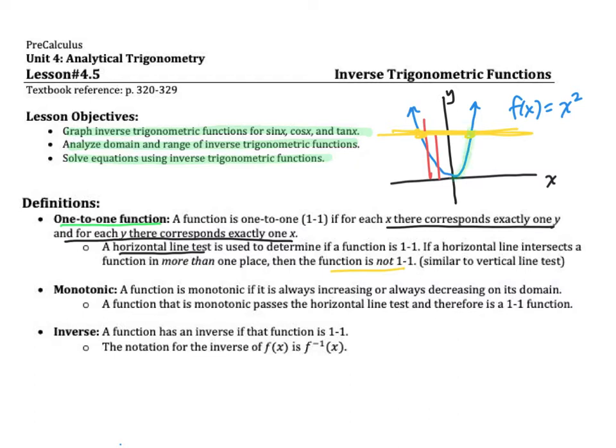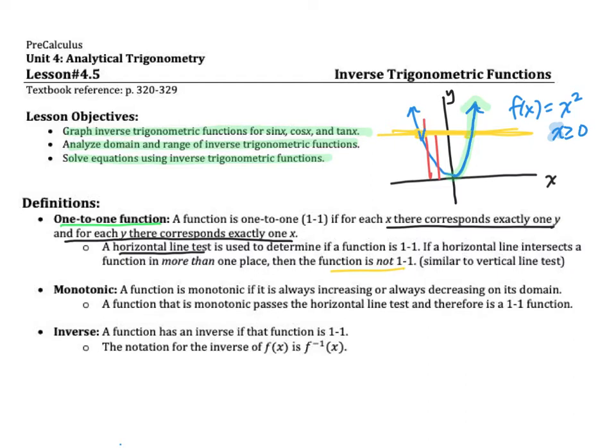Now, we could make it a one-to-one function if we chose either the right-hand side or the left-hand side. If we chose just one side of that quadratic and said we're only going to look at it if x is greater than or equal to 0, so we're only going to look at this side, I can erase the other side here. Oops, I guess I can't do that.